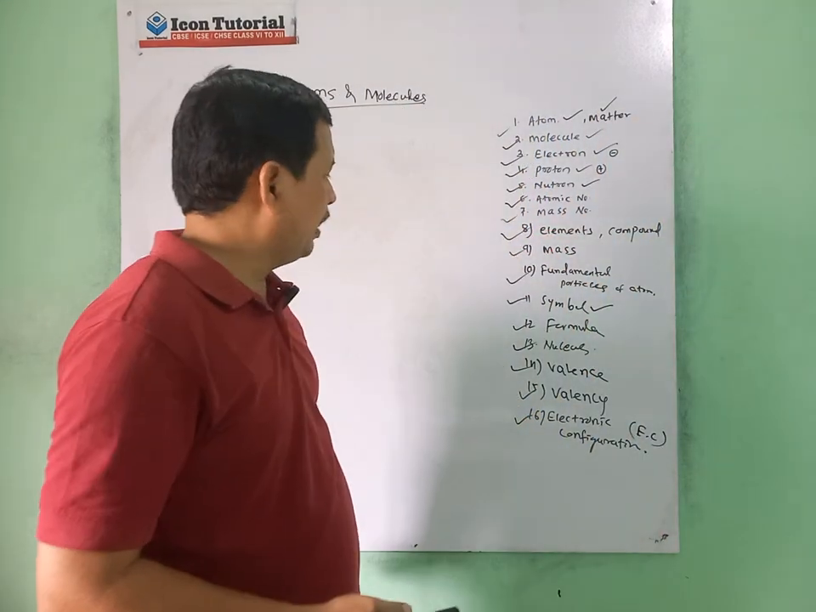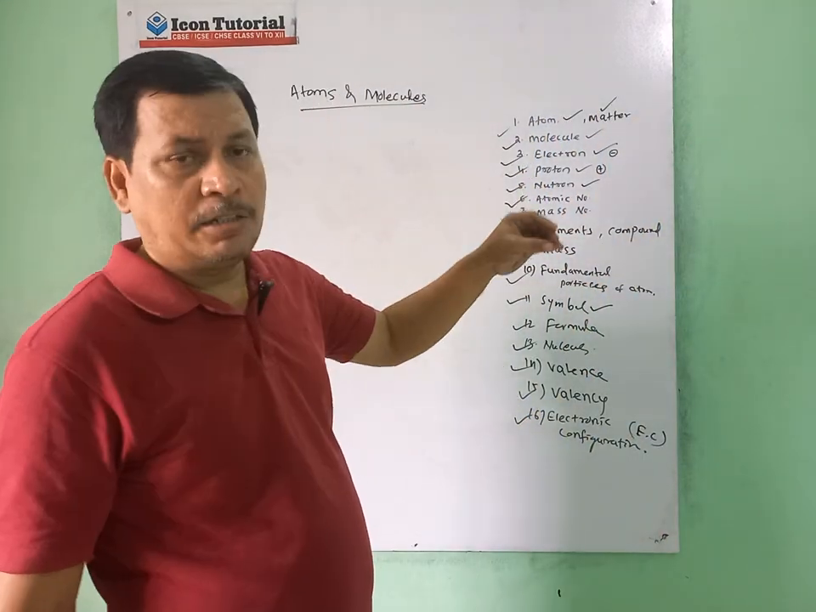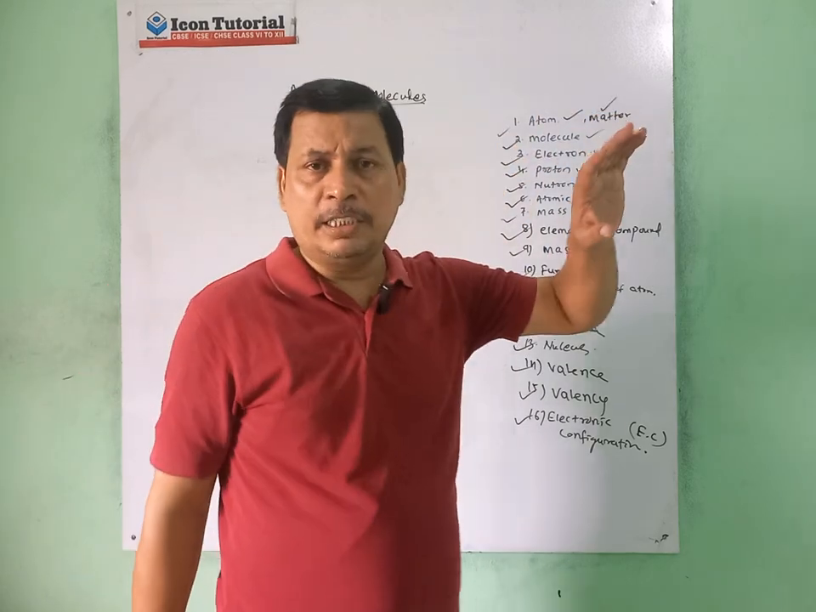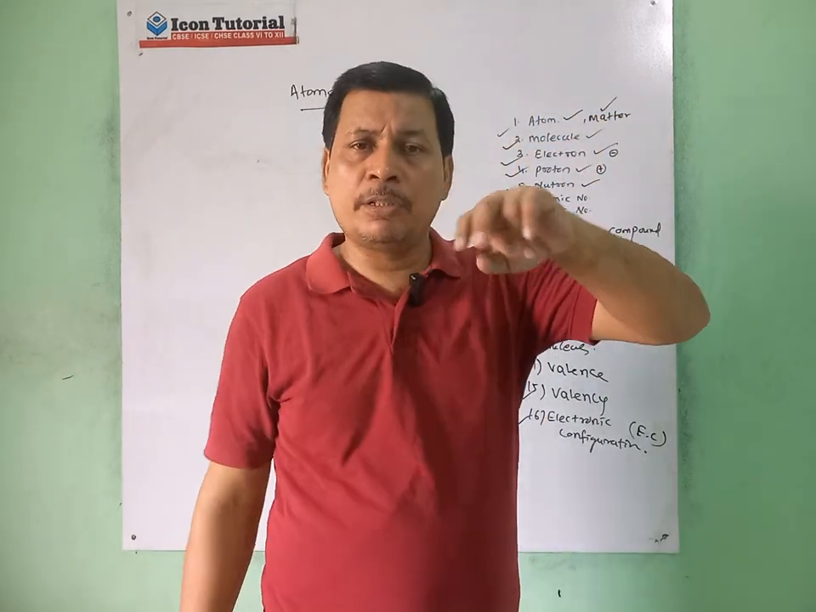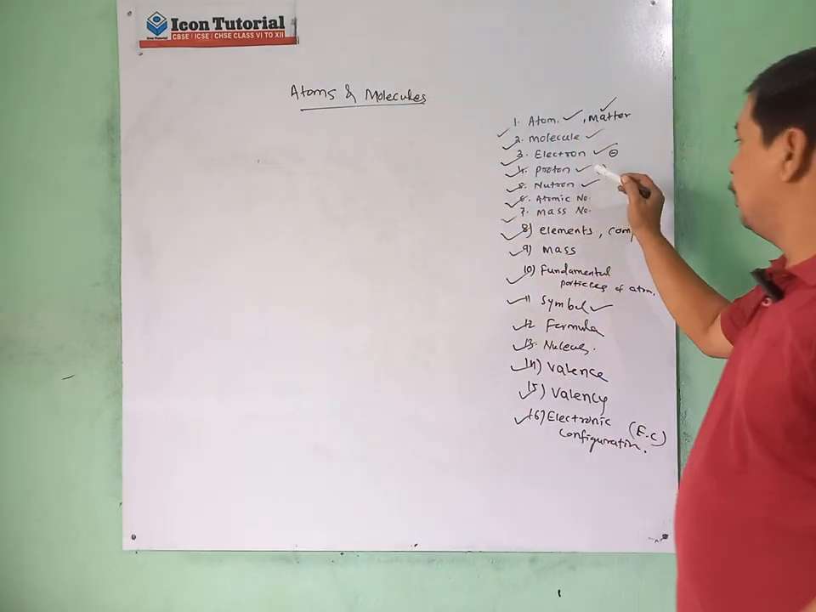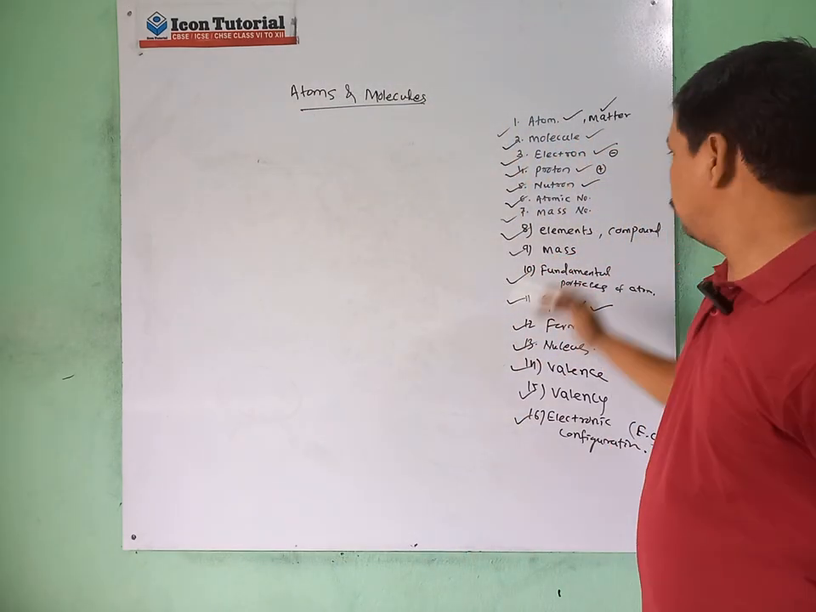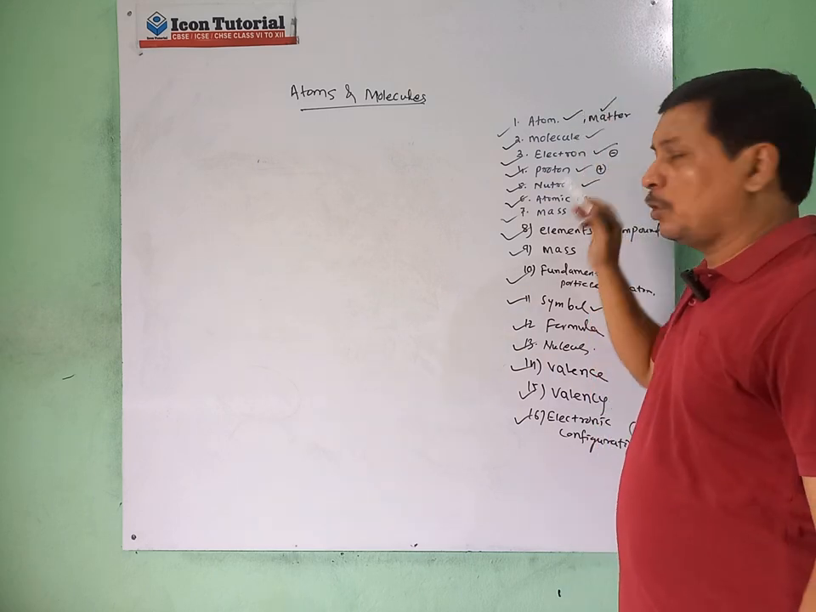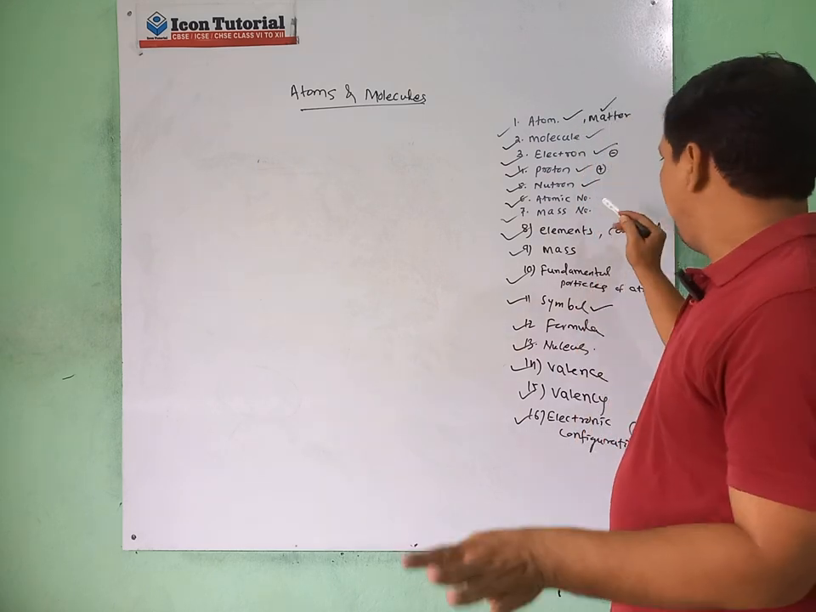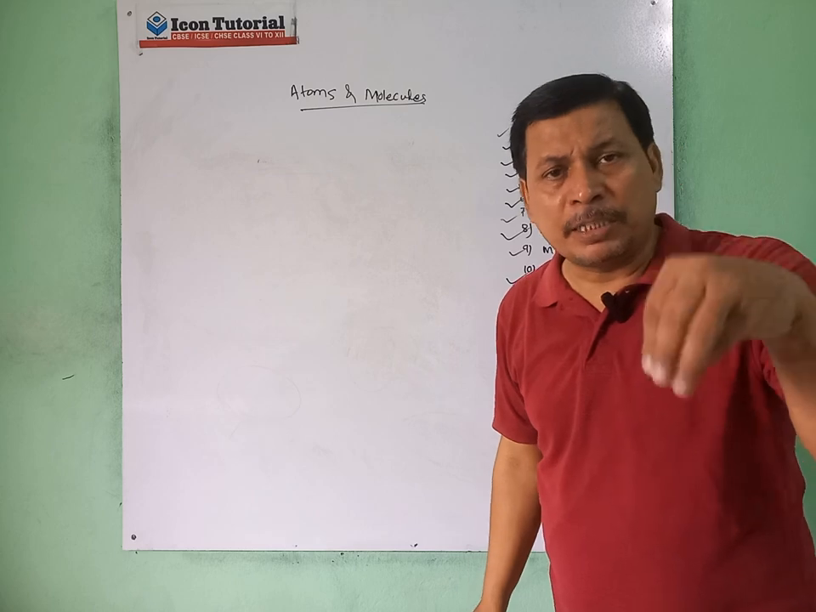One second, from beginning to last I will once again discuss one by one. Atom: anything is a substance which is made of tiny particles. Molecule: two or more atoms combined together form a molecule. Proton: the positive charge particle is known as proton. Neutron: the neutral charge particle is neutron. Electron: the negative charge particle is known as electron. Atomic number: the number of electrons or protons present in an atom.